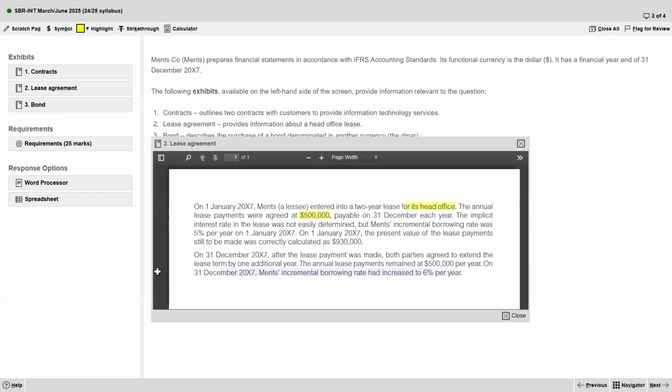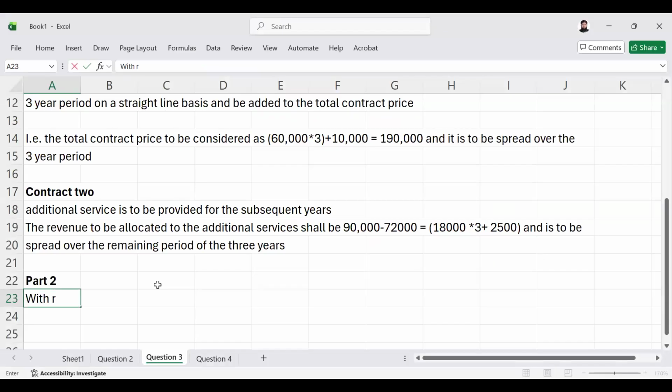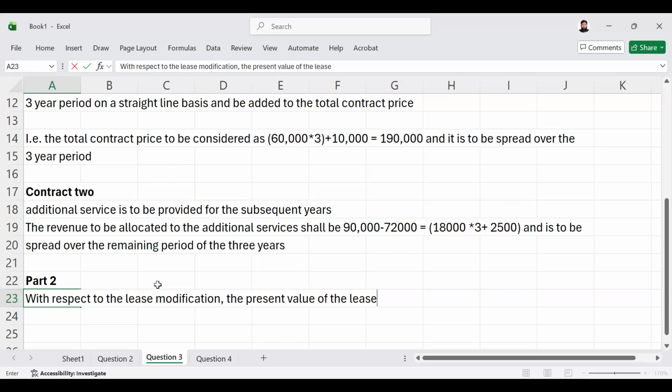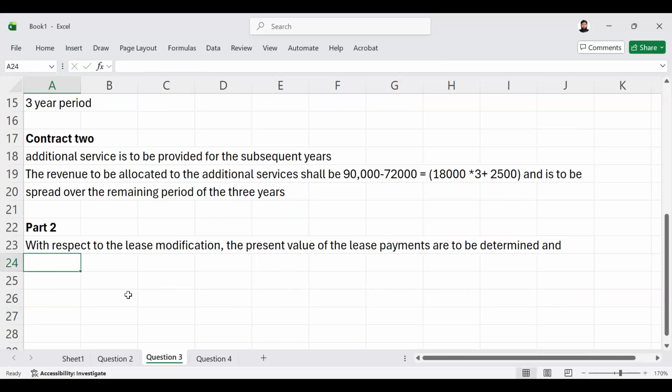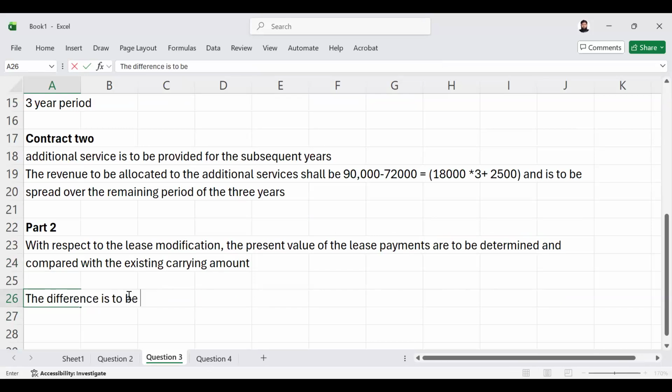With respect to the lease modification, the present value of the lease payments is to be determined and compared with the existing carrying amount. The difference is to be adjusted to the lease obligation.